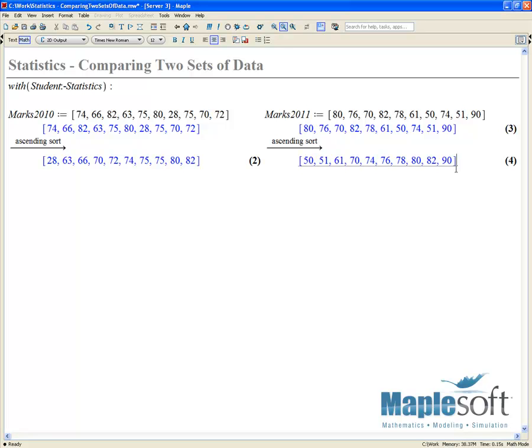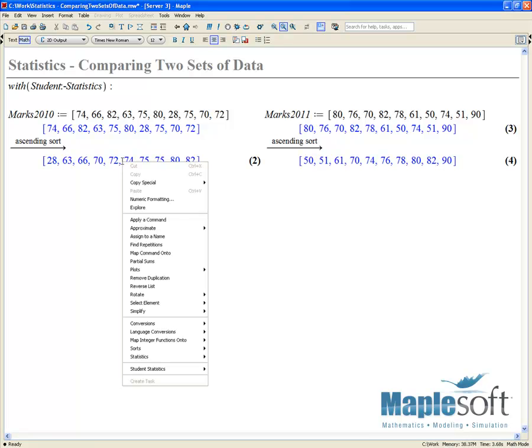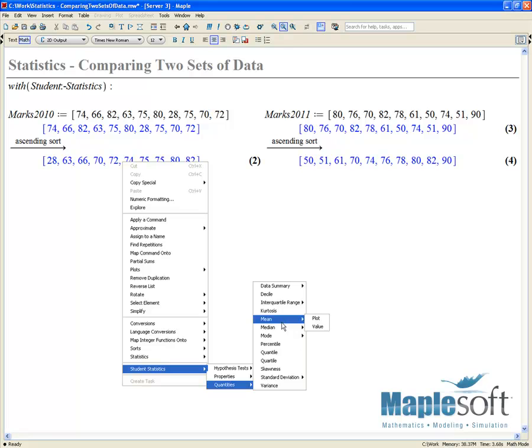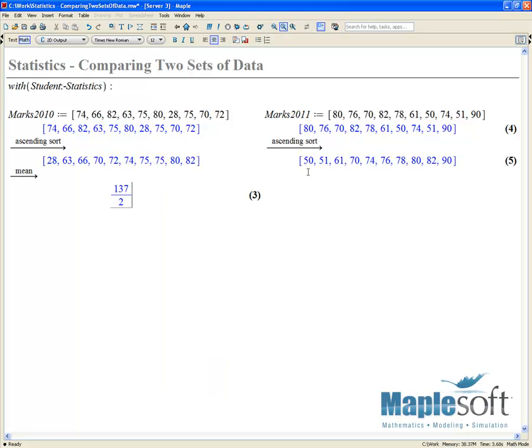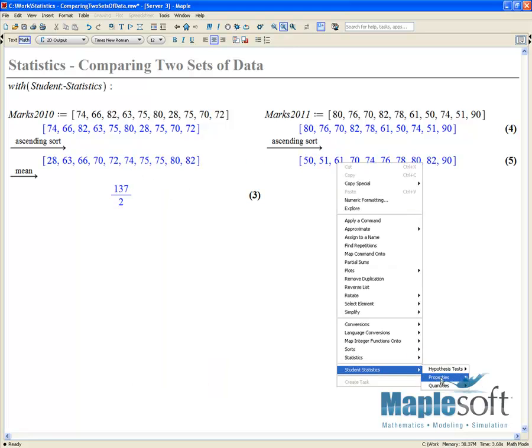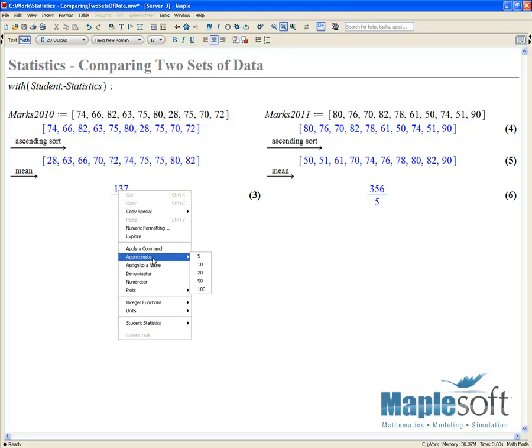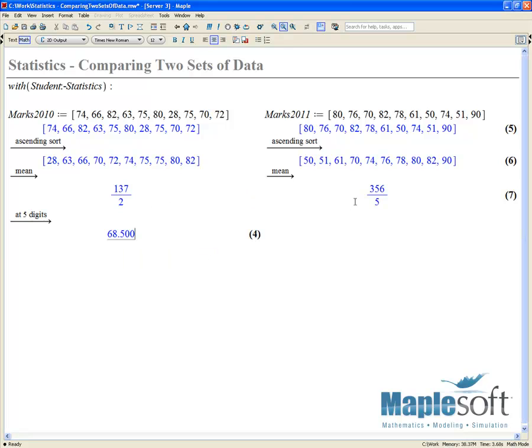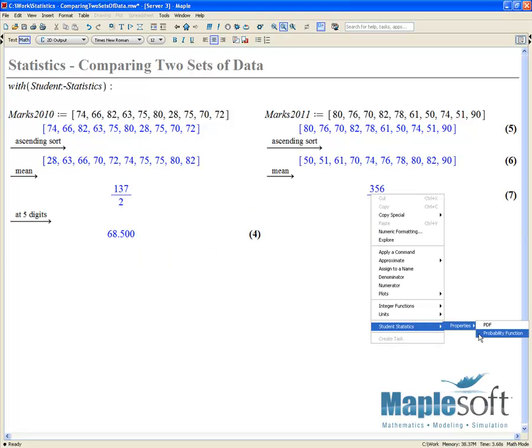So we can start by talking about some measures of central tendency. And we'll start by finding the mean of both of these. So let's find the mean here, and the mean here, and we'll approximate both. So we'll just click on approximate here just to see what the decimal value is.